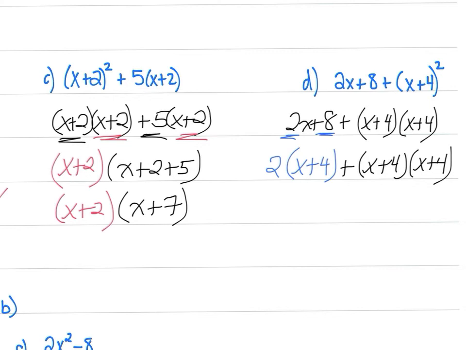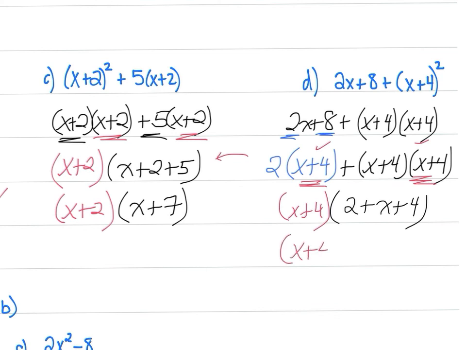Now, we're going to use our strategies from this problem and look for a common factor, and that I bring in front. That accounts for those guys. And now in the other parenthesis, 2 plus x plus 4. And of course I can combine like terms. Within my parenthesis I have x plus 4 and x plus 6. And I'm done.